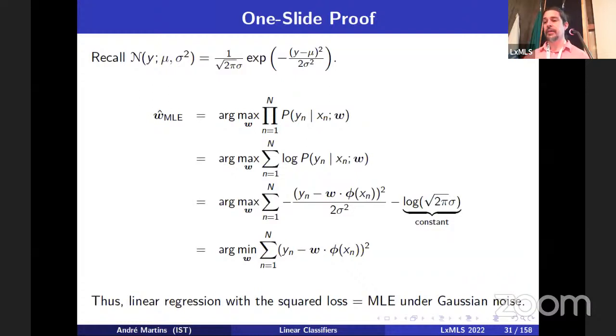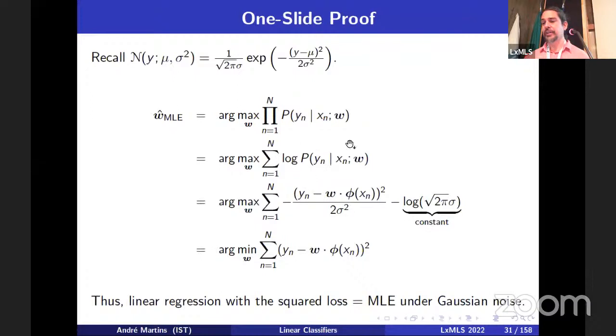If you assume that the data is generated IID, then this can be written as the product of the probabilities of each y given x and the model parameters W. Now, if you want to maximize a product of probabilities, we can also maximize the log of that, because the log is a monotonic function. We are going to get the same solution. If you take the log of a product, this is the same thing as the sum of the logs. So we obtain the sum of the log probability of yn given xn and W.